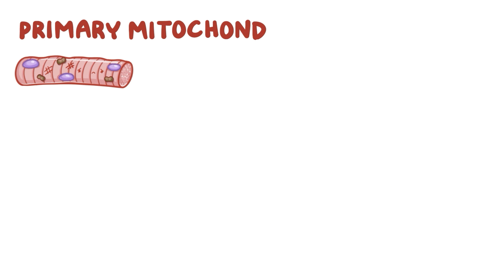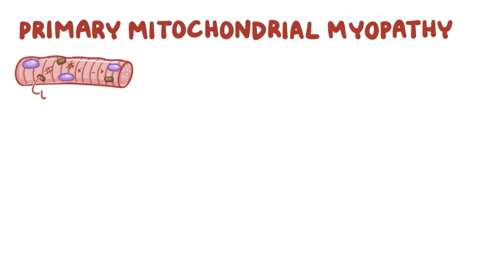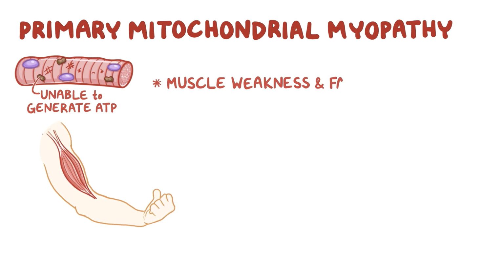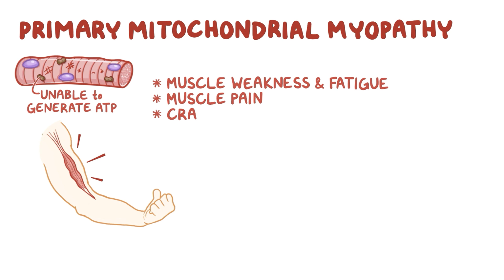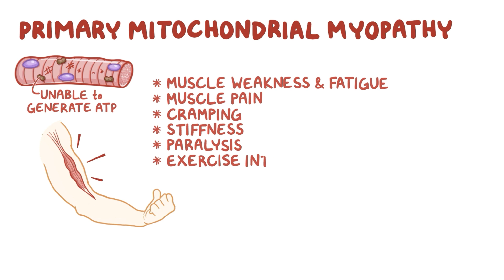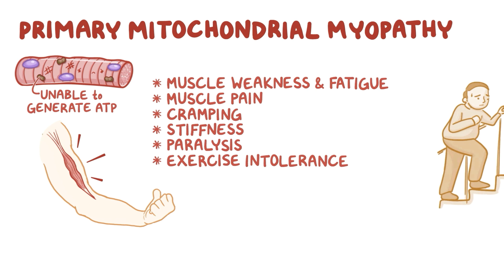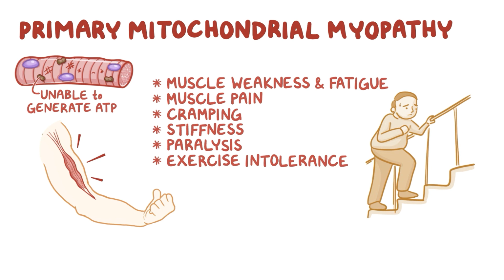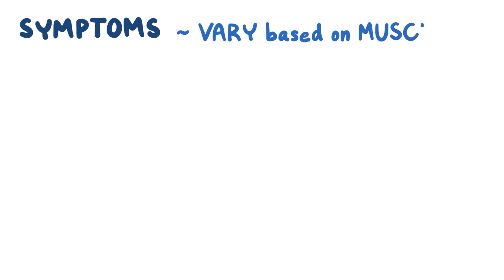In primary mitochondrial myopathy, muscle cells are unable to generate ATP, which results in muscle weakness and fatigue. Sometimes there may also be muscle pain, cramping, stiffness, or even paralysis of the muscle. Individuals typically develop exercise intolerance, which is a reduced ability to perform physical activity. Symptoms vary based on the group of muscles affected.